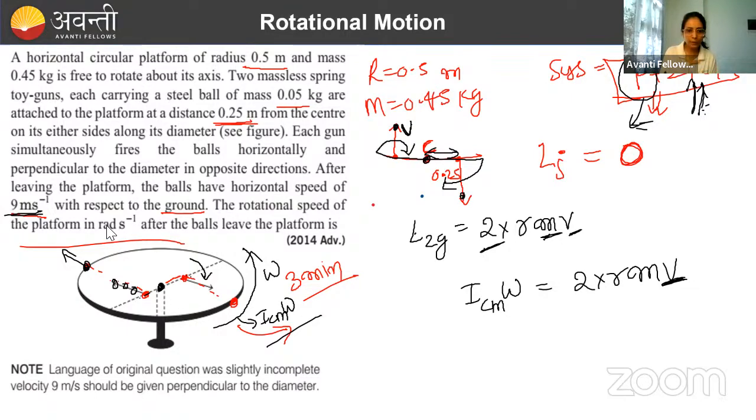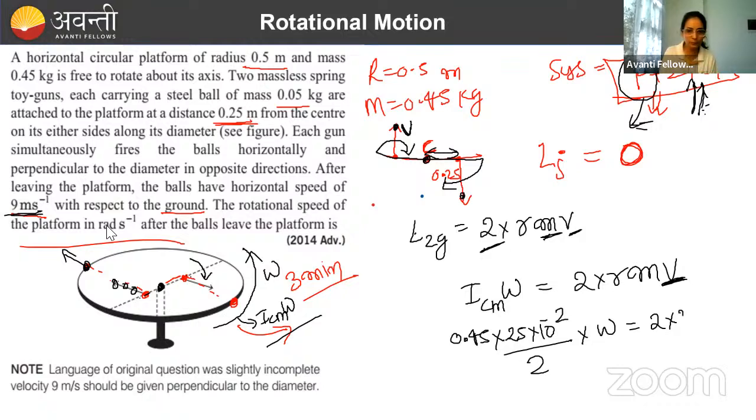So here, mass of platform 0.5, 0.45, R square by 2 you will be writing. So 25 into 10 to the power minus 2. Calculation देखना ध्यान से, कहीं गलत ना हो. So mr square by 2 into omega will be equal to 2 into this distance.